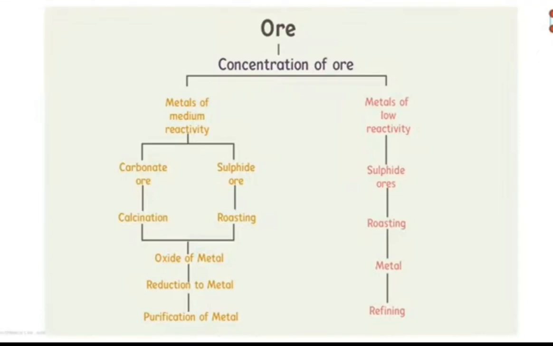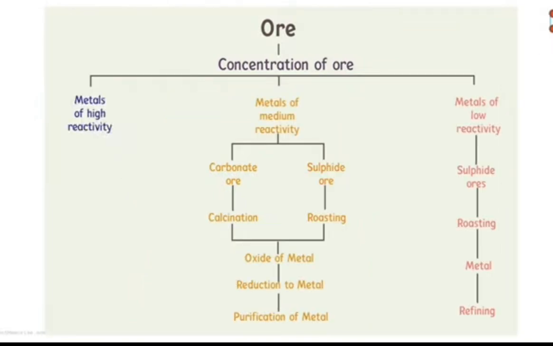The subject is chemistry, and we are going to discuss the chapter metals and nonmetals. So, in the previous video, we have discussed how the ores can be extracted. We have discussed the metals of low reactivity, which are done by the roasting, and metals of the medium reactivity, in which calcination and roasting are performed to give metal oxides. Then metal oxides are reduced to the metal by using smelting.